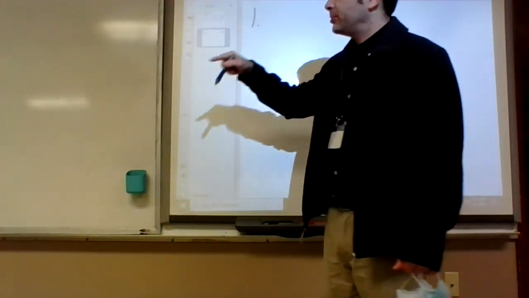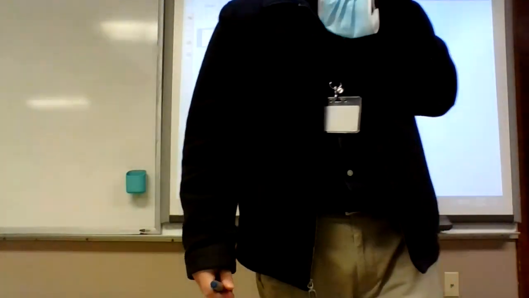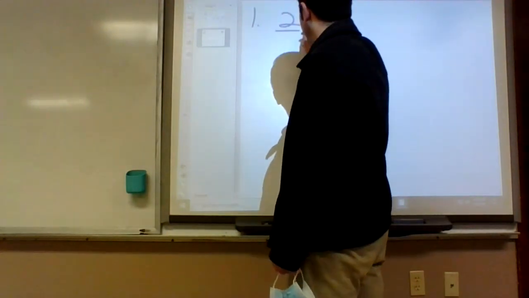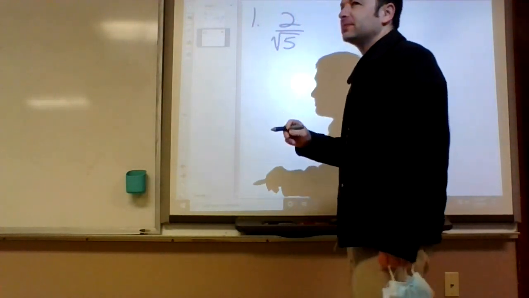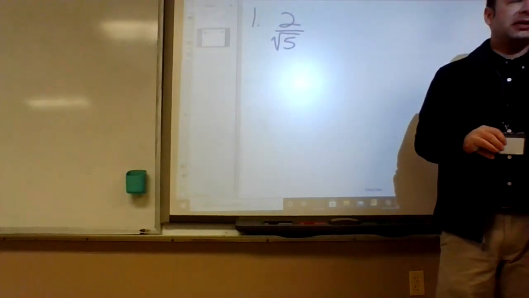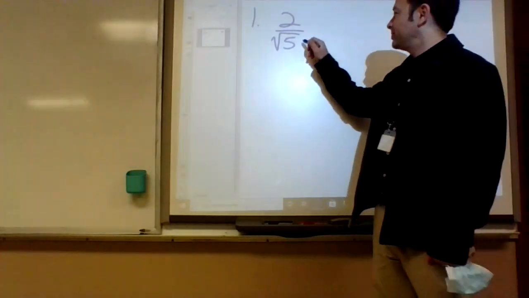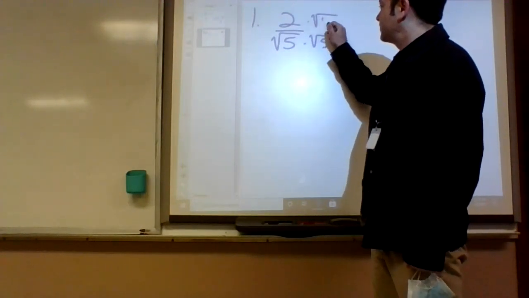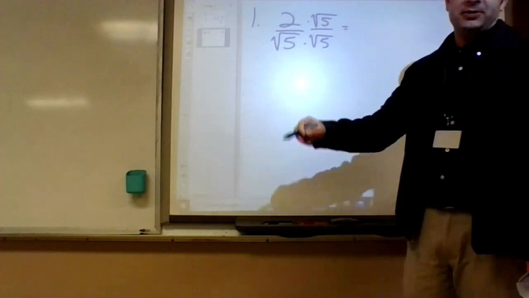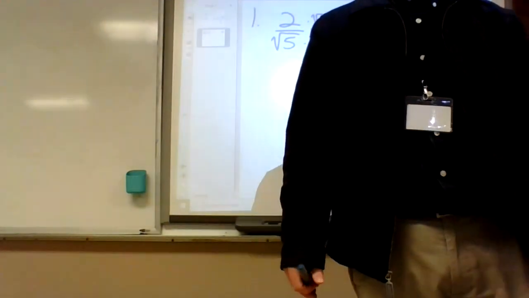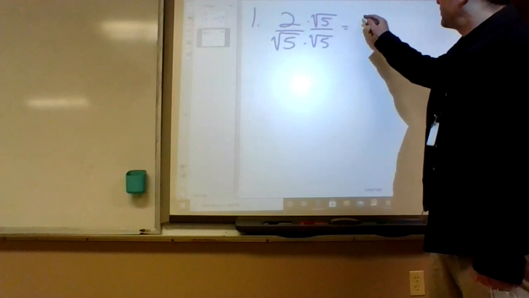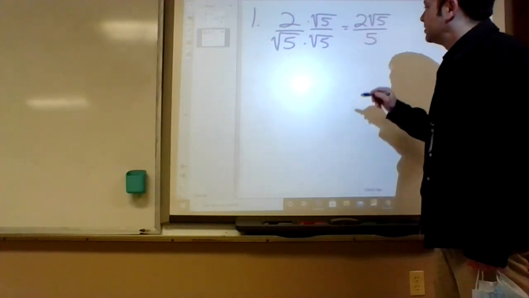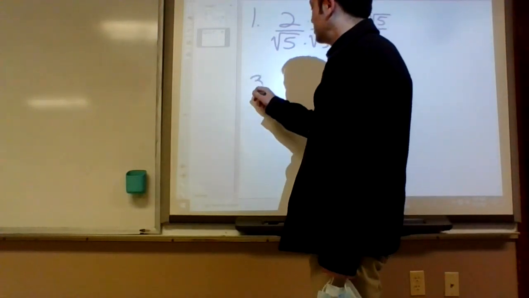Alright, number 1. We're doing 1 through 22. Oh boy. And number 1 has the problem we just talked about: 2 over square root of 5. The Casios can do this. So you multiply the top and bottom by square root of 5. They can do this one, but they can't do the cube root still. I got it, it's just 2 square root of 5 over 5. It might be easier to just do that than plug it in your calculator, right? That was pretty fast.